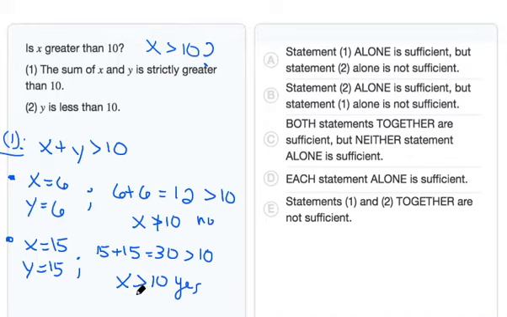We can't definitively say yes or no to whether x is greater than 10 for all x's, because sometimes it may not be, and sometimes it may be. So in this case, this statement would not be sufficient. We can actually eliminate answer choices A and D because statement 1 alone would not be sufficient. Now let's consider statement 2.